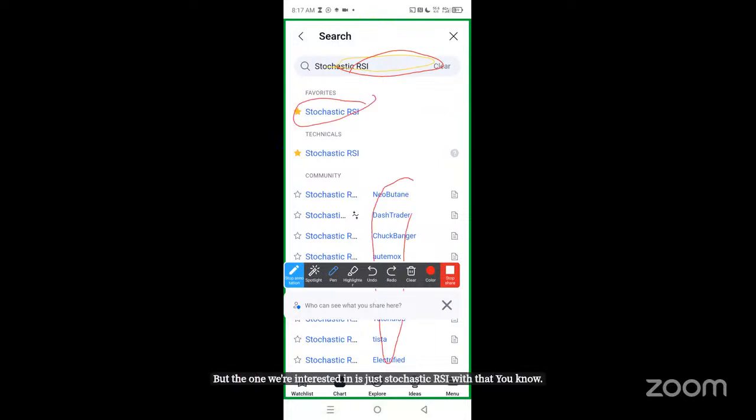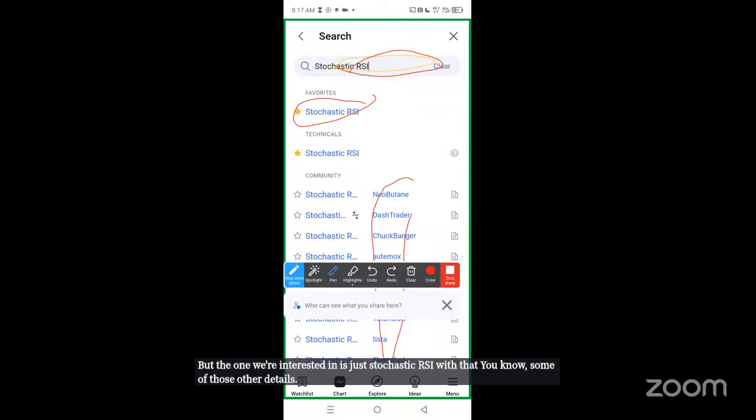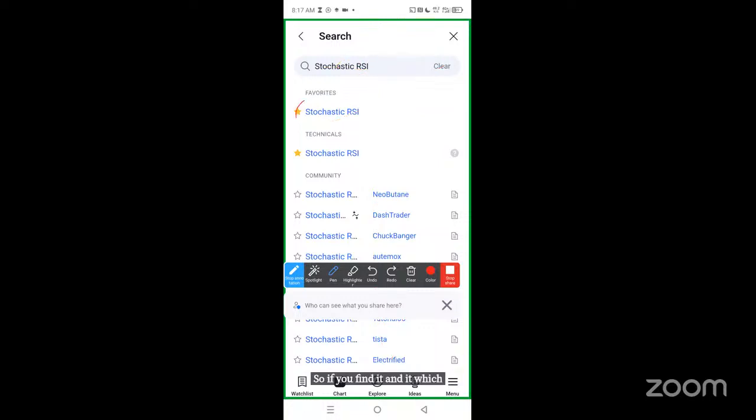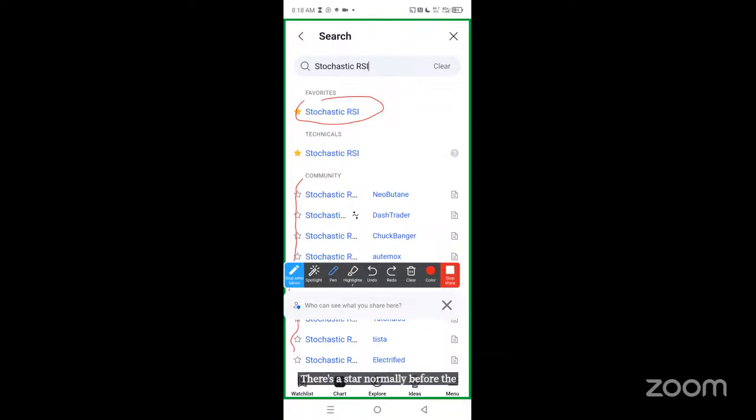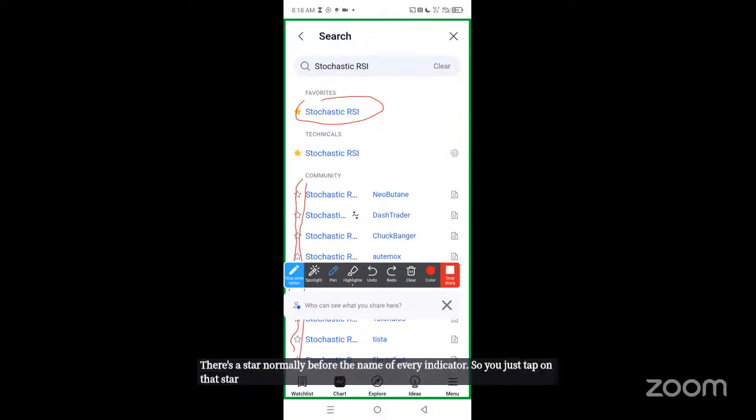So if you find it, which is this, you will have to put it on your favorite list because it is an indicator that you will be using frequently. Other than coming all the time to look for it, if you put it on your favorite list, it will be easier to find. To do that, you just tap the star that is normally before the name of every indicator.